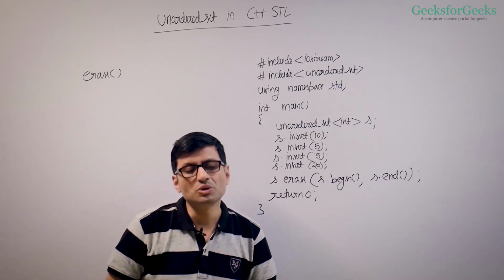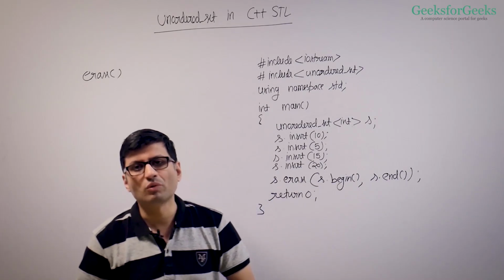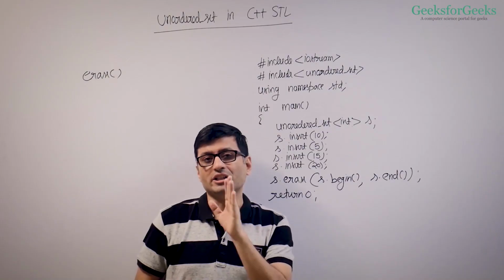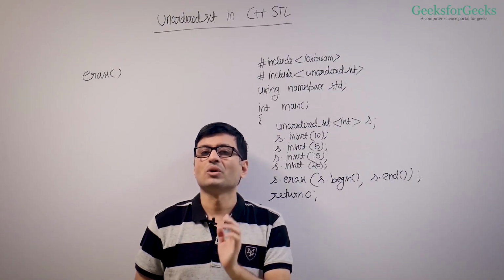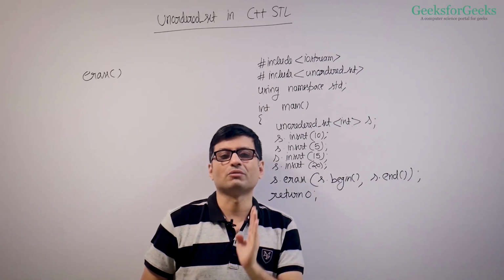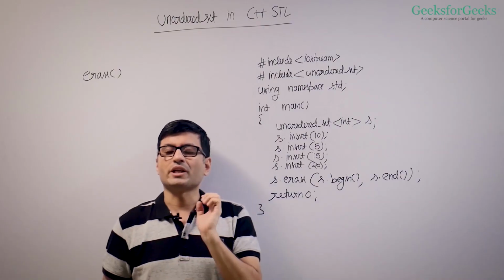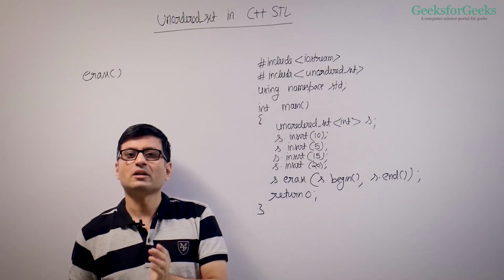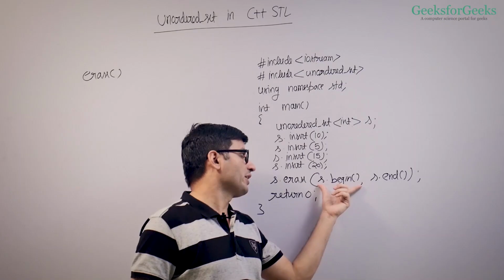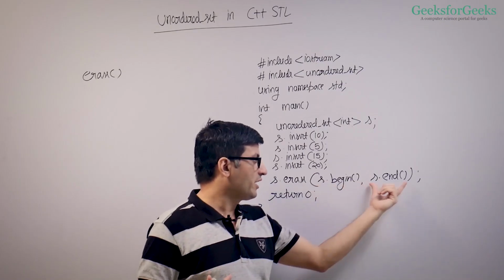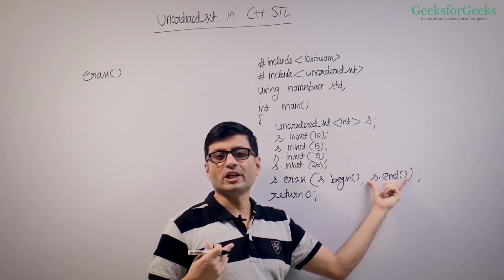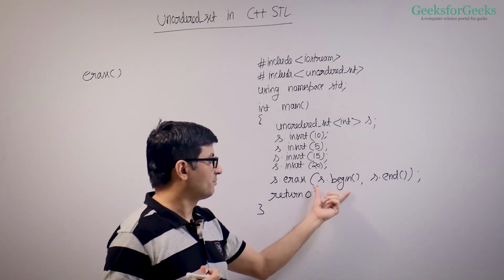We can also use the erase function to remove a set of elements. For example, like the set erase, we can pass the beginning iterator from which we want to remove. We can pass the end iterator, the point till which we want to remove. So the begin iterator is included, end is not included. Everything before the end is deleted. So I passed begin and end.